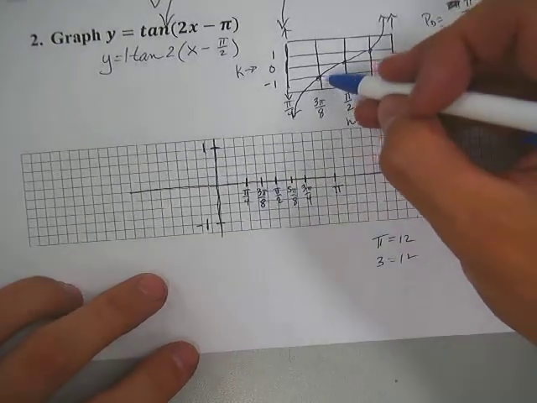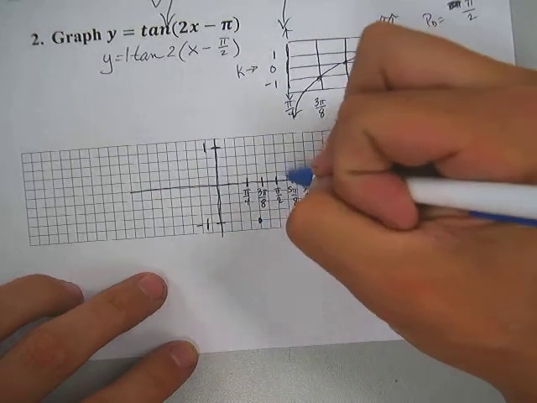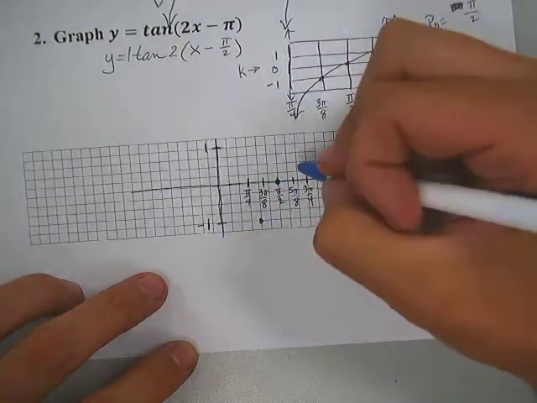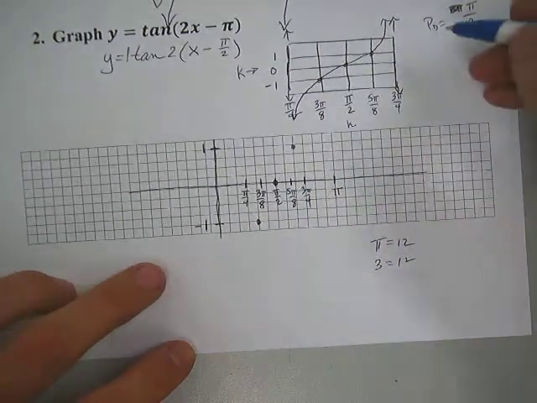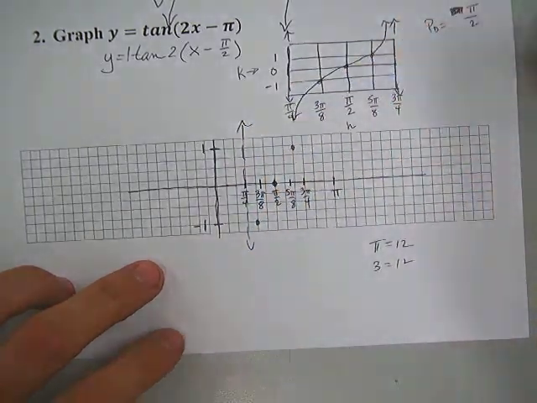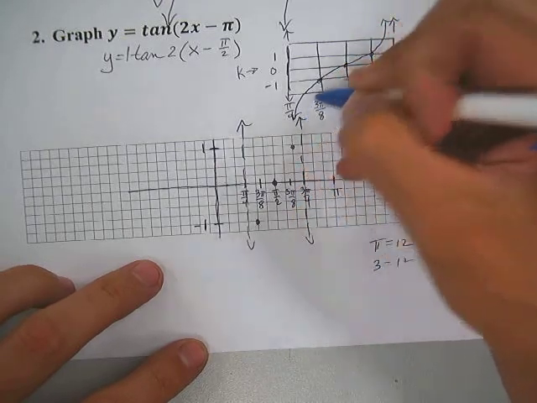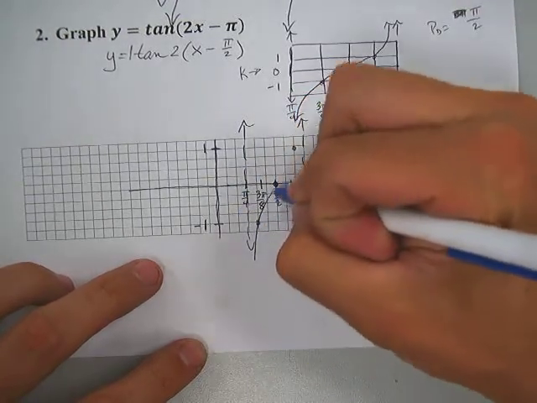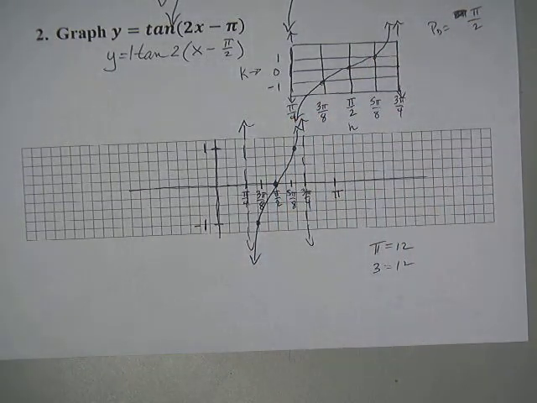Labeling this is important, and so I'm going to put my dots at 3 pi over 8, negative 1, pi over 2, 0, and 5 pi over 8, 1. I have asymptotes at pi over 4. Make sure these are dashed because they don't really exist. And anytime you put something on a graph that doesn't really exist, you use dashed lines. And there we go. Okay, hopefully that makes sense.